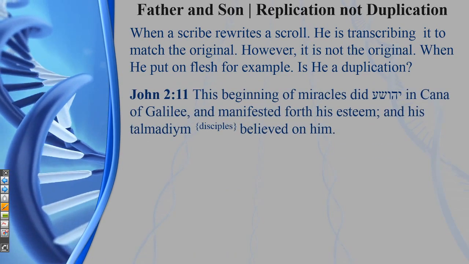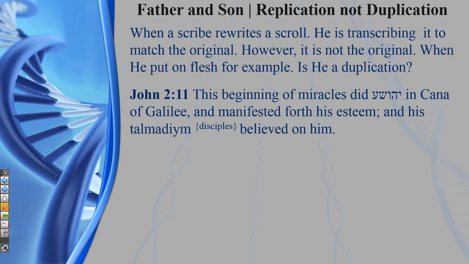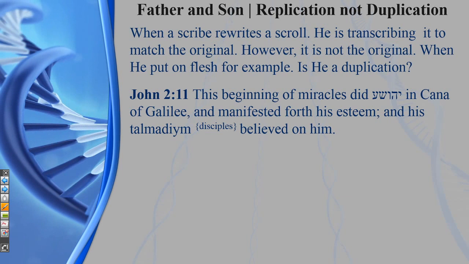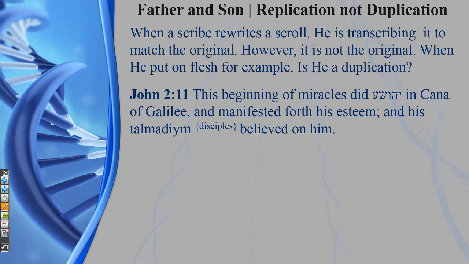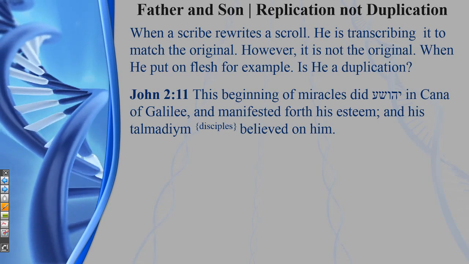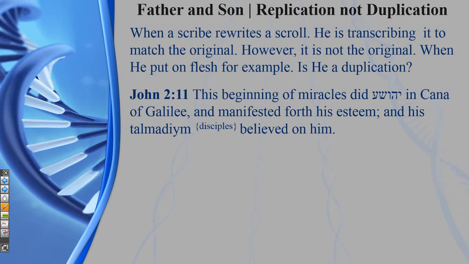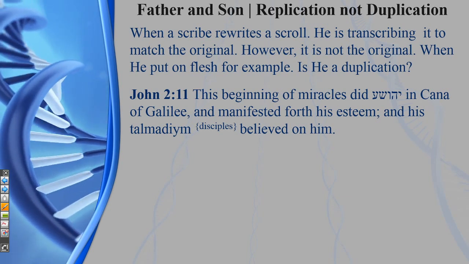John 2:11 says, this beginning of the miracles did Yahushua in Cana of Galilee, and manifested forth his esteem, and his Talmudim, his disciples, believed on him. So think about it. It says here, he manifested forth his esteem or his glory. What's the difference between that one and the one he left behind?